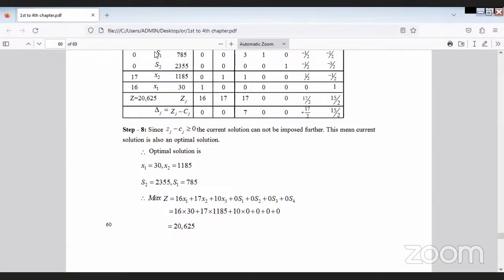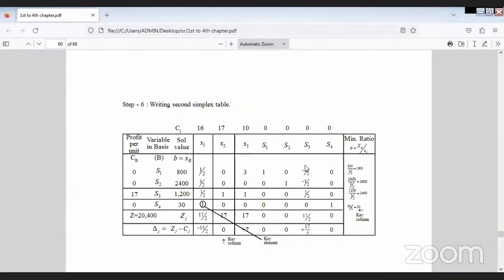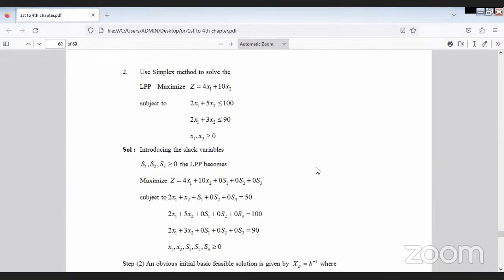Any doubts? Ask me. Charan, Tanveer, Gayatri. No doubt, sir. So how to find the simplex table? Clear? Yes, sir.